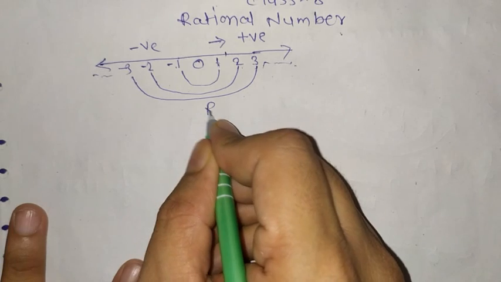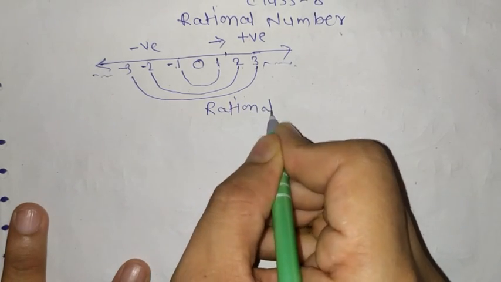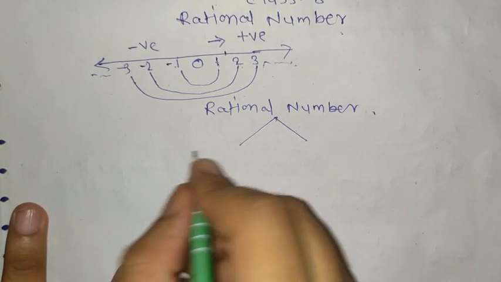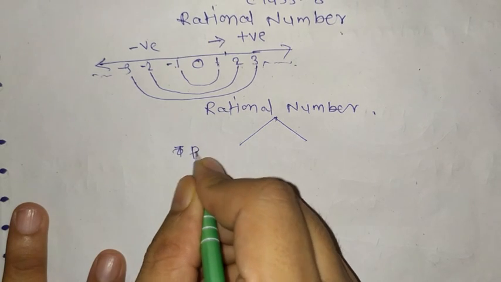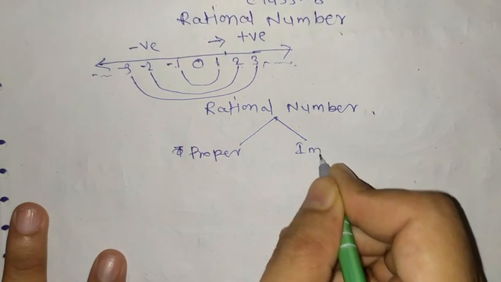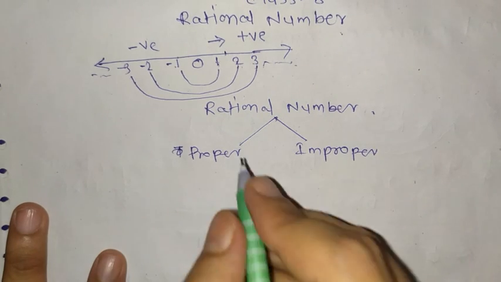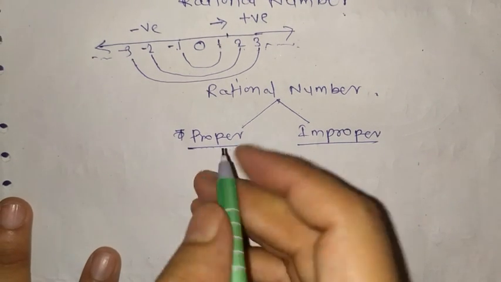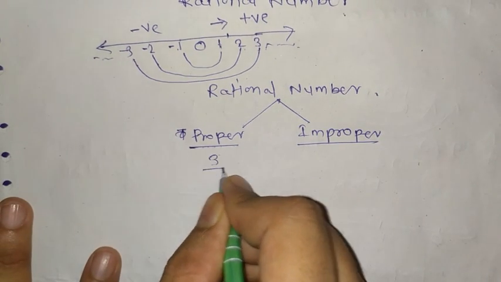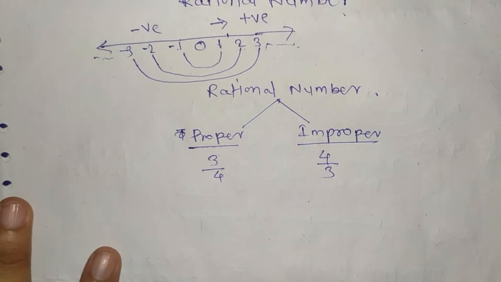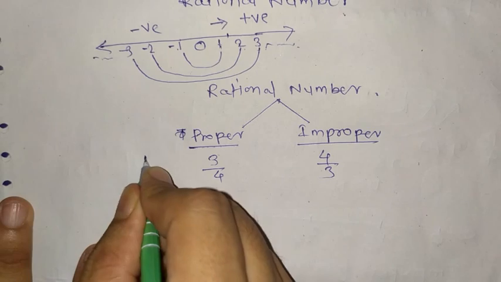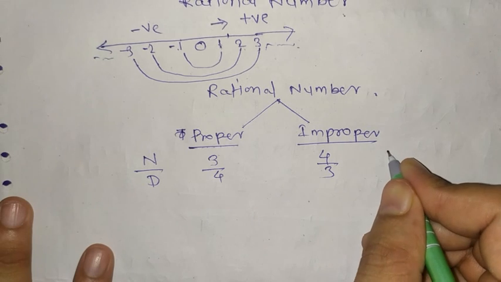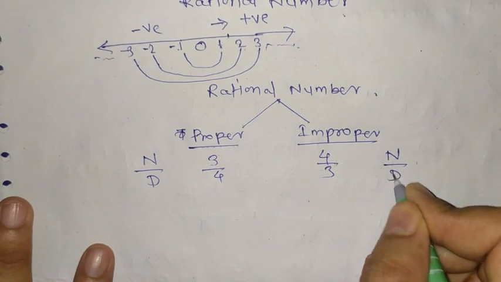So in the rational number, you generally plot proper and improper fractional numbers. So an example of proper is 3/4 and improper is 4/3. So in 3/4, 3 is known as numerator and 4 is the denominator. Here in 4/3, 4 is known as numerator and downside 3 is denominator.